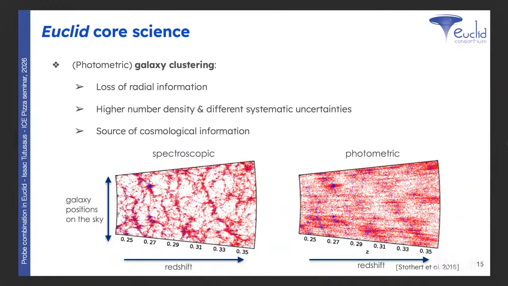So naively, one would think, well, there is no information left here. But actually, that's not true. And again, the DES collaboration did an amazing job showing that you can actually extract information from this type of probes. Because you have a lot of objects, and also systematic uncertainties are different. And when you combine with the other probes, this is still a source of cosmological information.